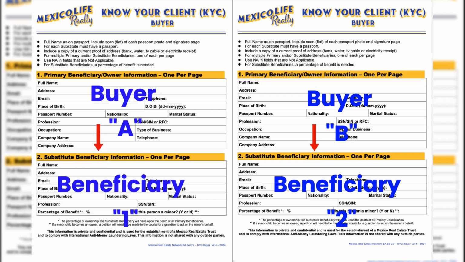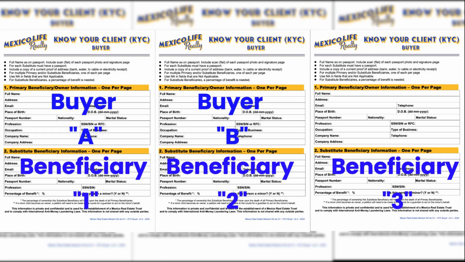Only in the event that both buyers pass away will ownership of the property be transferred to the beneficiaries in the percentages assigned to them. And if there is more than 2 substitute beneficiaries, then a 3rd page will be needed, but only the 2nd section, as we would already be having your information.